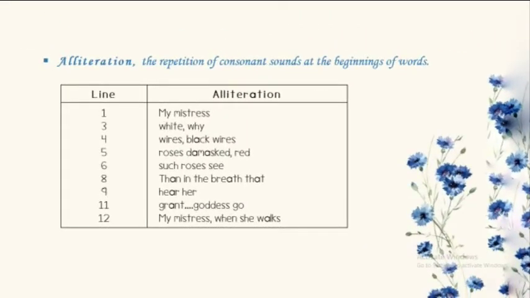Next, alliteration. Alliteration is the repetition of consonant sounds at the beginnings of words. The first line, my mistress. Third line, white. Fourth line, wires, black wires. Fifth line, roses damasked, red. Sixth line, such roses, see. Eighth line, in the breath that. Ninth line, her. Eleventh line, grant, goddess, go. Twelfth line, my mistress, when she walks.